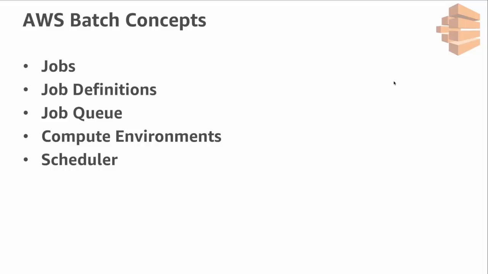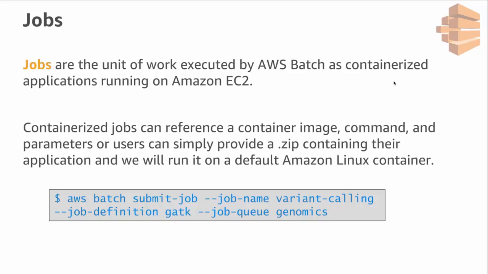It figures out, where should I run these jobs? What resources are required to run these jobs? Do I need more or less compute capacity? Should I spin up more or less? How do I handle the order of the jobs that are run if there are dependencies, et cetera, et cetera.